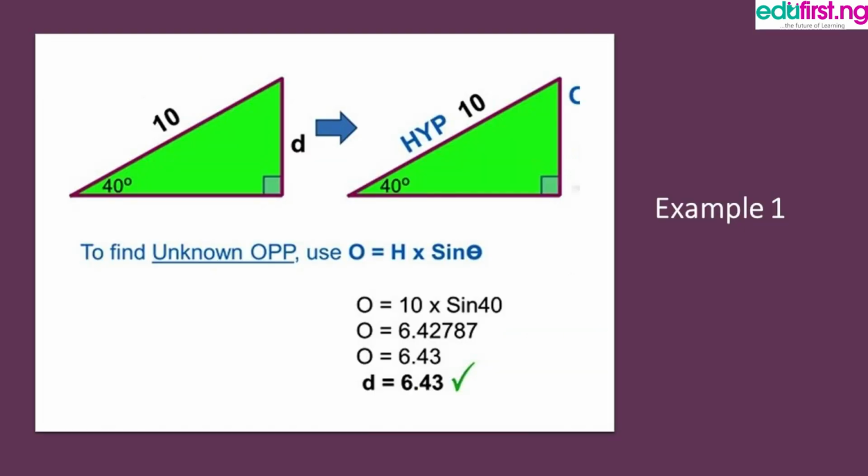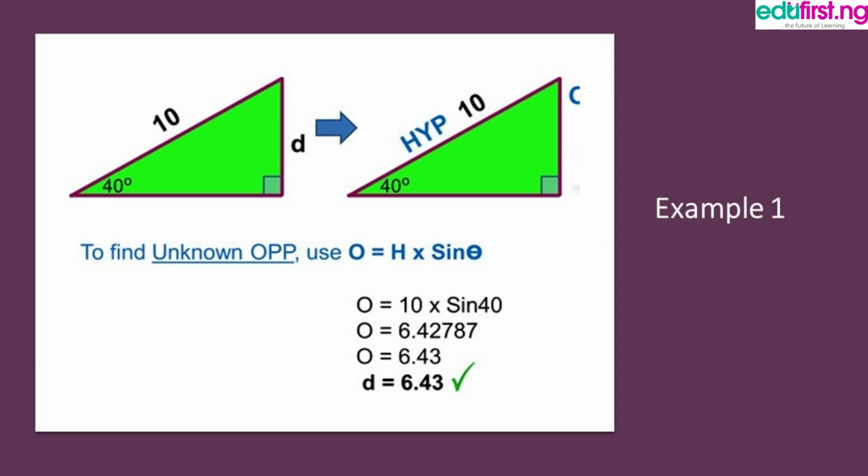We have to find the unknown side here, which is D. From this particular triangle, we can see the angle given here is 40 degrees. The side facing the angle given is called the opposite, so D here is the opposite. And the side facing the angle 90 is the hypotenuse, so 10 here is the hypotenuse.